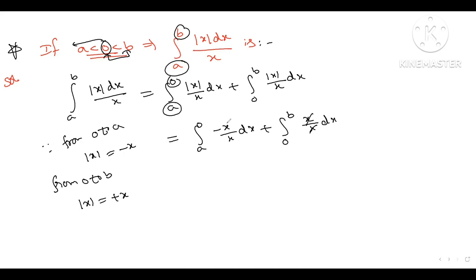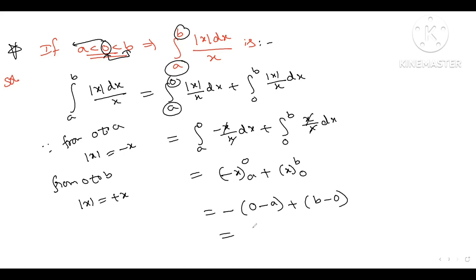Here x gets cancelled. Minus integration of dx is minus x from limits a to 0. Here the integral of 1 dx is x from limits 0 to b. What do we get here? First write by replacing x by upper limit minus lower limit, the expression upper limit minus lower limit. What do we get here? Plus a plus b. A plus b is the answer.